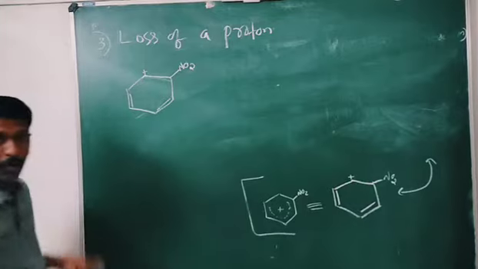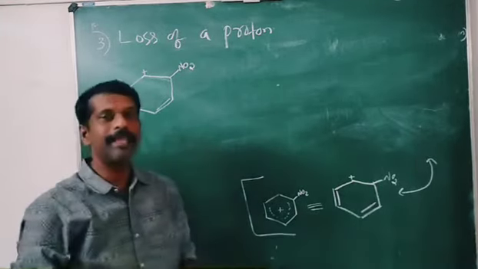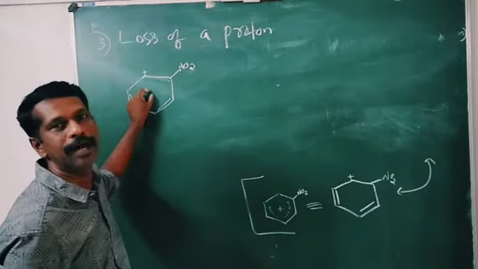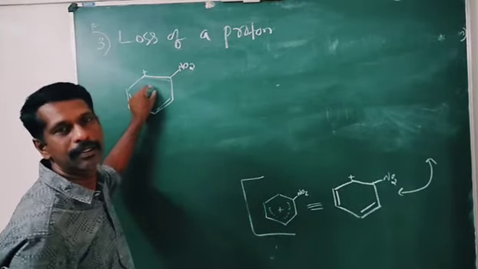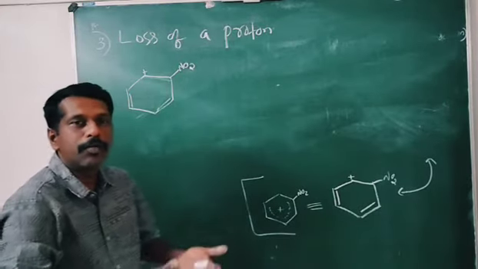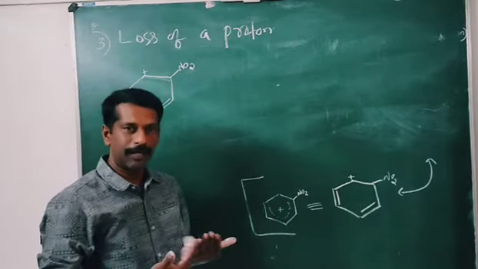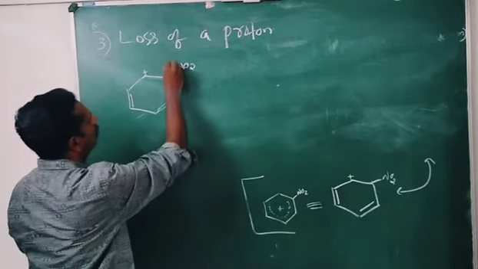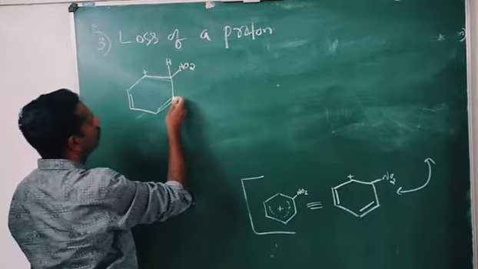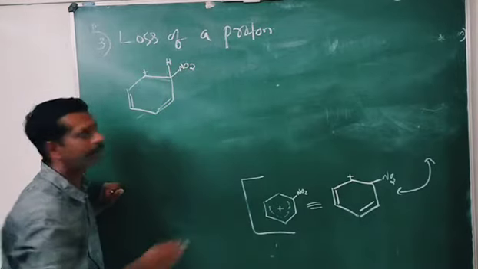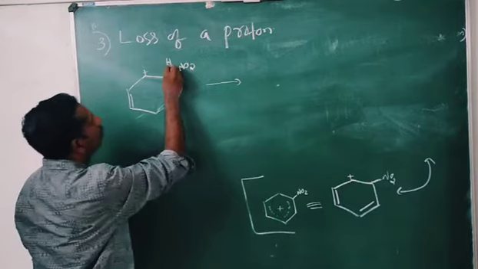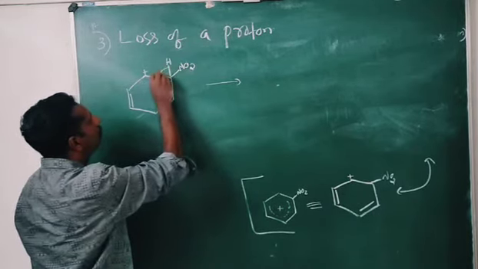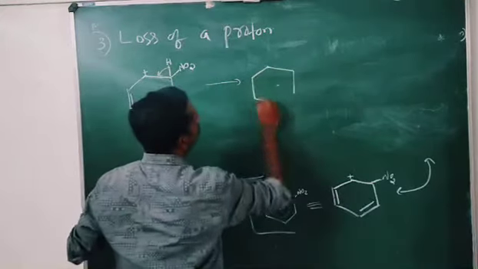In order to regain the stability of the ring system, actually this system is unstable. So in order to regain the stability of the aromatic system, what will happen? Here is a hydrogen atom, because in all the carbon atoms there is a hydrogen atom. So what will happen? This bond breaks from this hydrogen and the bond will be shifted to here. So we get a structure like this.